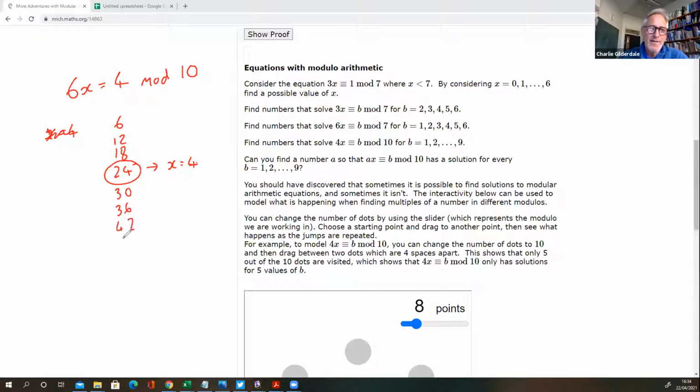Oh, maybe you will. 54. Doesn't take that long. And that's, yeah. So when x is 4, 6 4s are 24. When x is 9, 6 9s are 54. And both of those are the same as 4 mod 10.